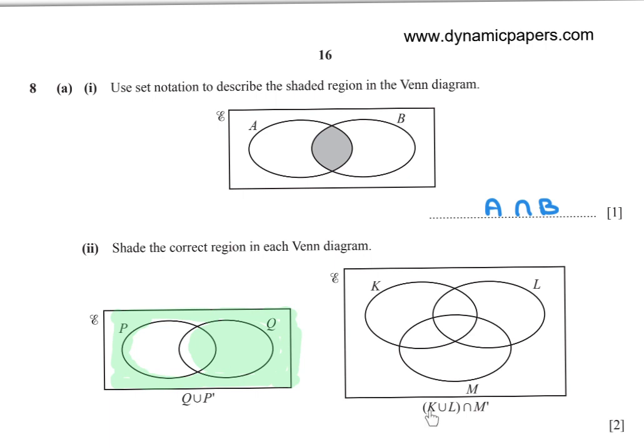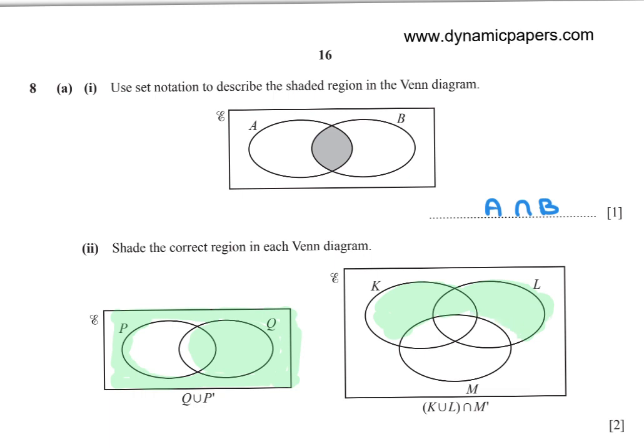Next one, K union L, intersect not M. K union L is this region. But I need the region which is not included in M, because of intersect not M. So don't take this part which is included in M. So shade this one. K union L, but only the part which is not included in M. So this region.